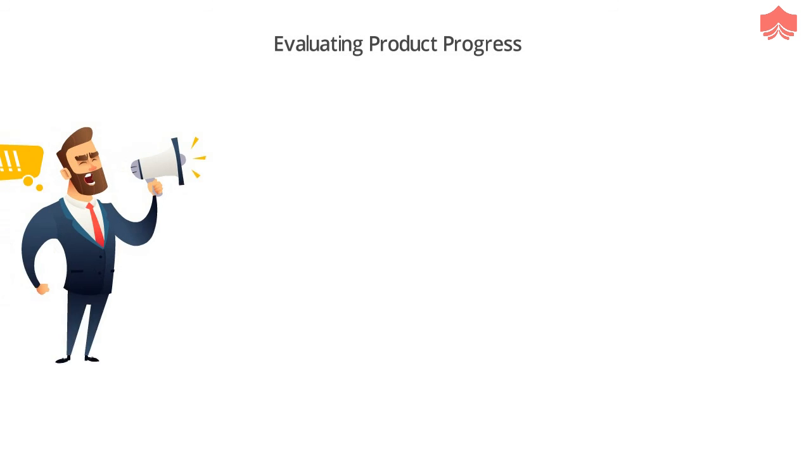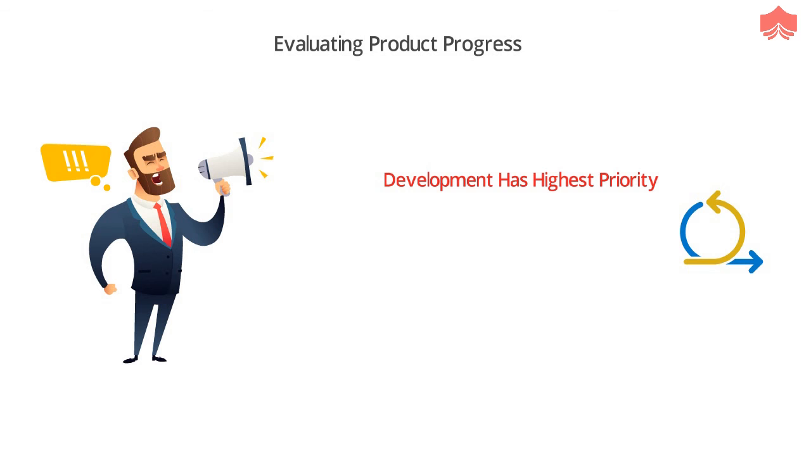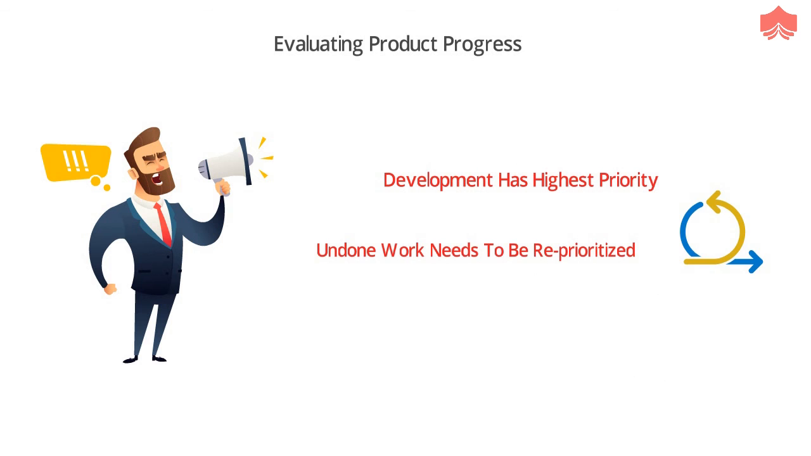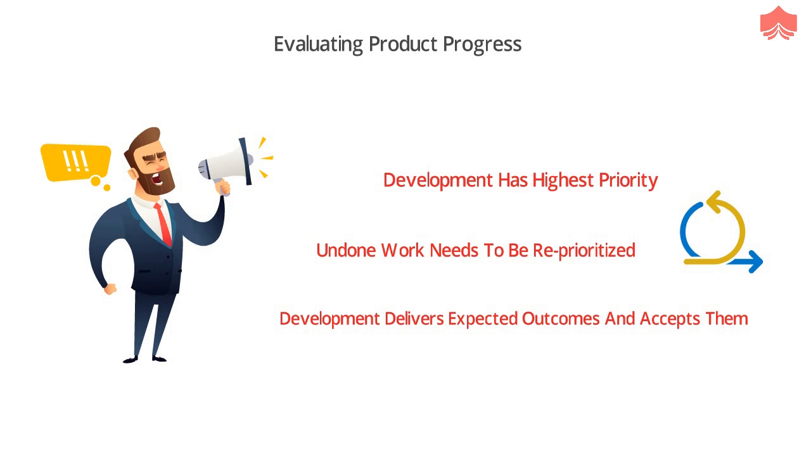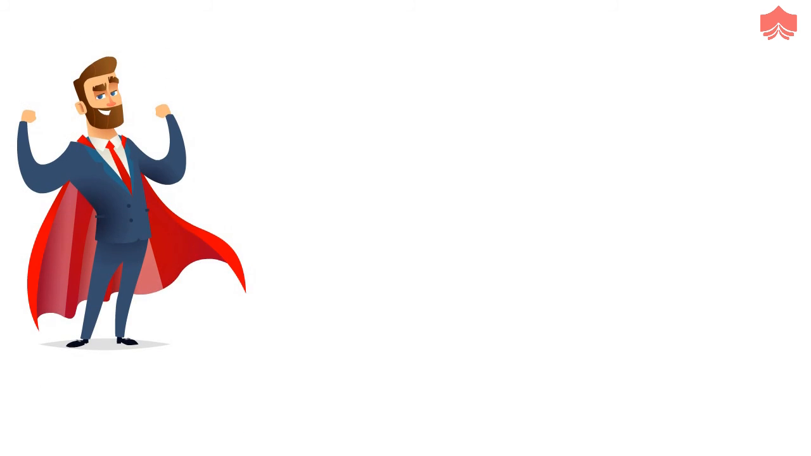Evaluating product progress at each iteration. The product owner makes sure that the development works upon the priorities and monitors the progress of the items over the course of a sprint. Work that is either not complete or undone needs to be reprioritized or sequenced. The product owner makes sure that the development delivers the expected outcomes from the stories they worked upon and accepts it. So these were some of the many responsibilities a Scrum product owner takes.